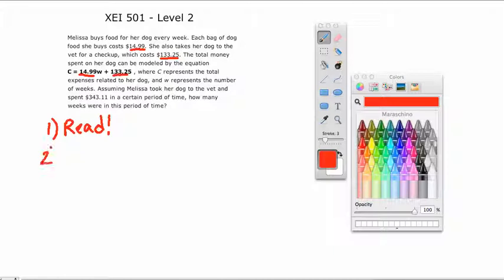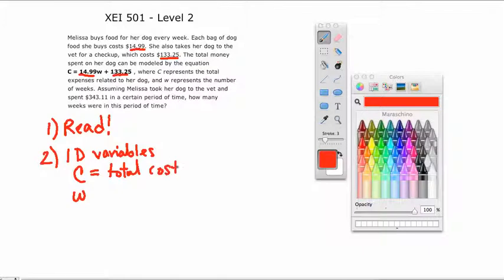Okay, so second step after you finish reading, identify the variables. And by that, I mean look at what variables are in your equation. We've got C and we have W. We know that C means the total expenses or total cost. And we know W means the number of weeks.